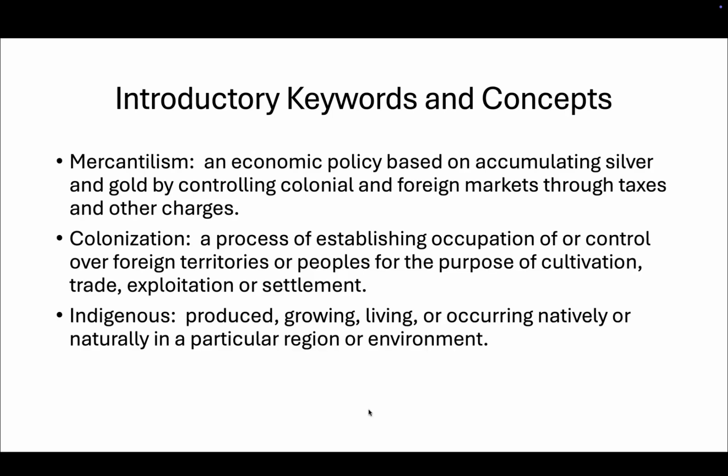So you're going to hear me frequently refer to indigenous people or indigenous plants, and that's what I mean by the word indigenous. So those are your 3 keywords for the week.